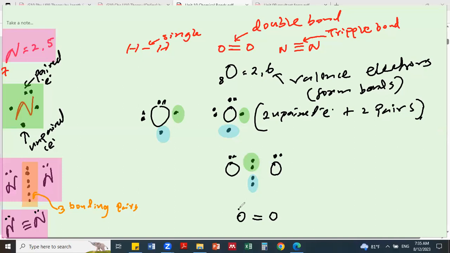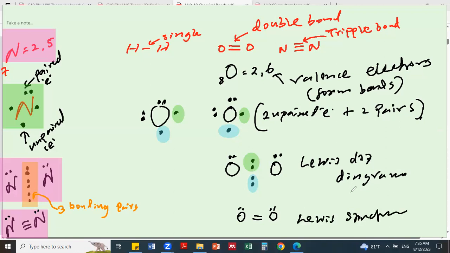This is called, students, Lewis dot diagram. The scientist who introduced this method is called G.N. Lewis. This is called Lewis structure. Is that clear? Lewis dot diagram and Lewis structure.